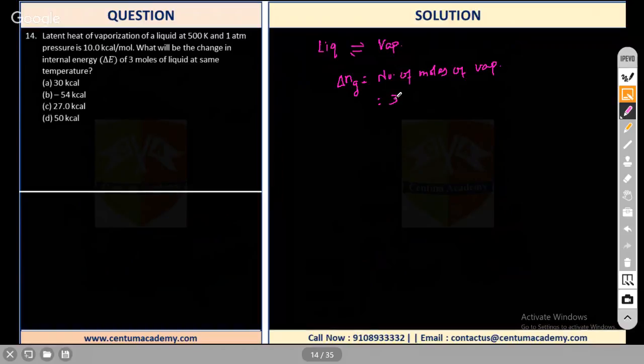Okay. See, use this formula. I'll tell you this. Delta H is equal to delta E plus delta Ng RT. That is it. Everything is given. Just you have to find out this delta E. That is what the question is.